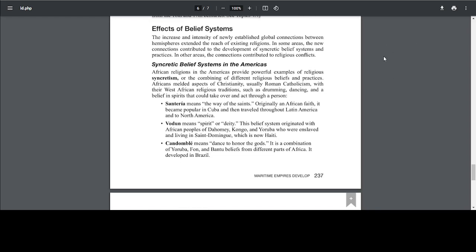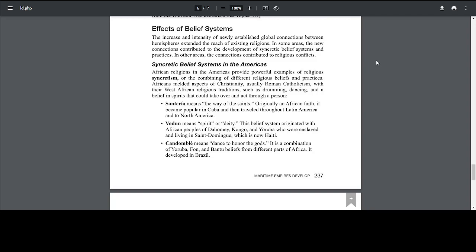Effects of belief systems. The increase and intensity of newly established global connections between hemispheres extended the reach of existing religions. In some areas, the new connections contributed to the development of syncretic belief systems and practices. In other areas, the connections contributed to religious conflicts.